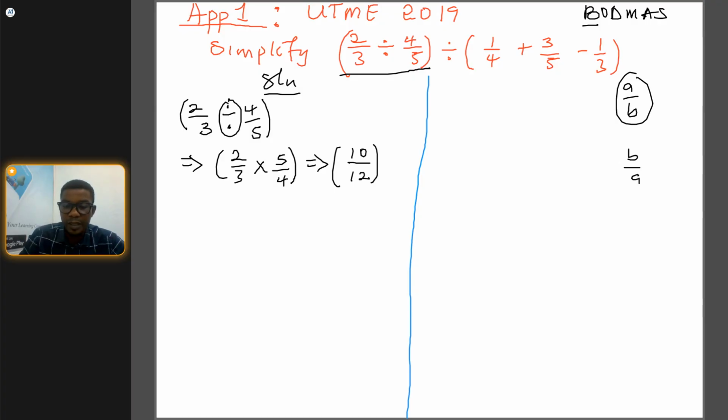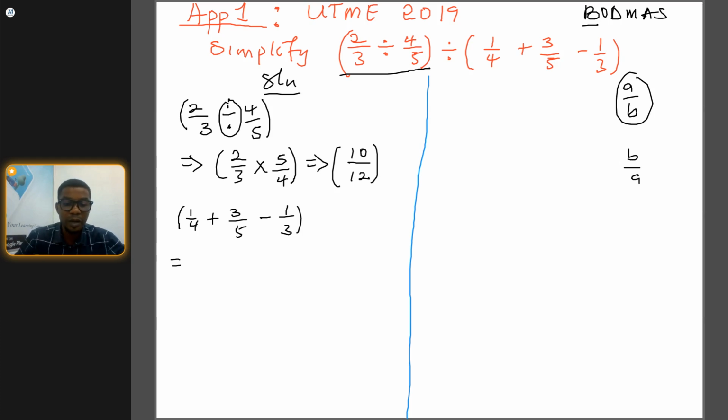Let's simplify the second part. We have 1 over 4 plus 3 over 5 minus 1 over 3. These fractions are connected by plus and minus, so to simplify, we have to find the LCM. Take note: anytime the fractions are connected by plus or minus, the first thing that should come to your mind is to find the LCM. But in the case of multiplication and division, there's no need to find the LCM.